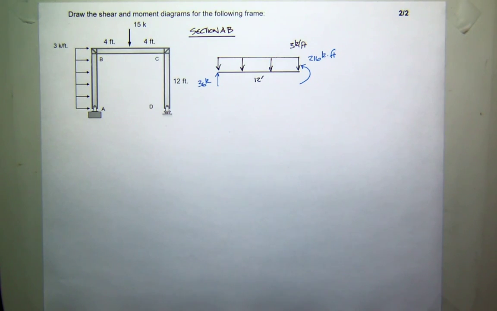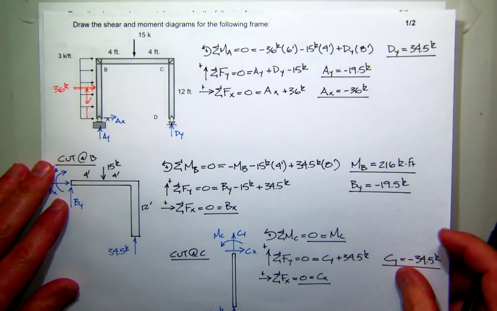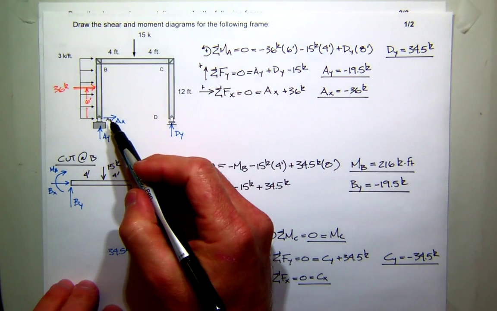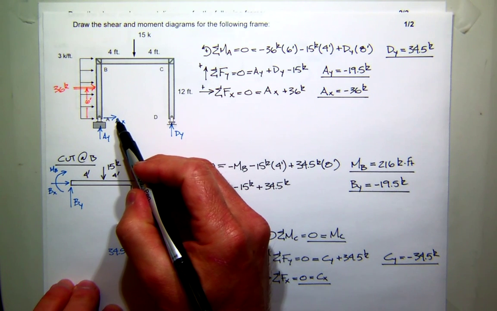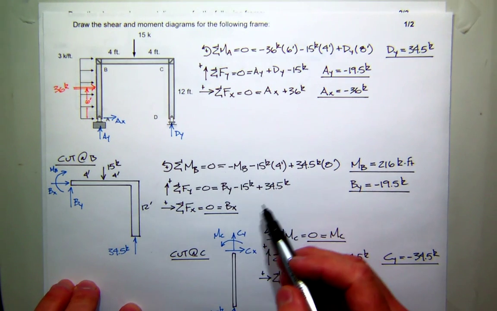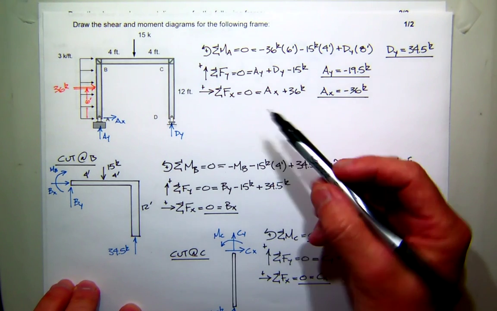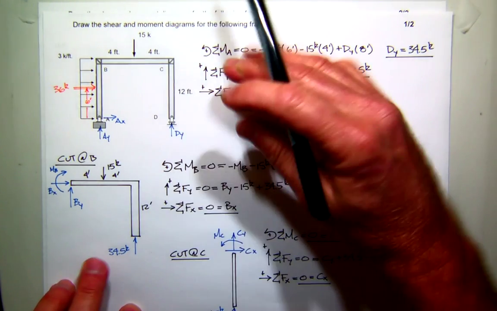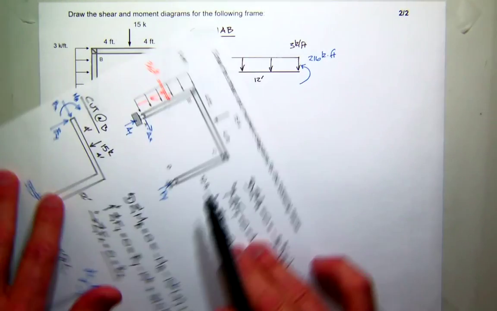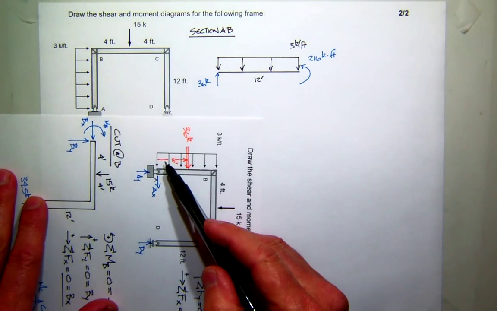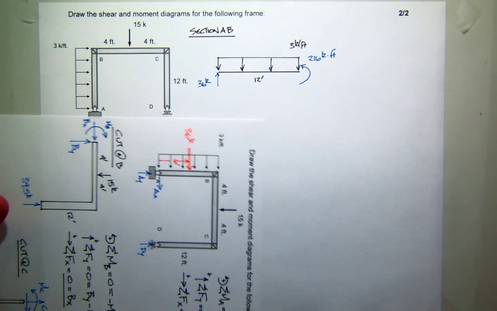Let's go back and look at our original diagram. So here it is. I assumed AX was to the right, and we found AX to be negative. So that means it's to the left. But when I rotate it, that means it's up. I like it a lot better. You like it better now?